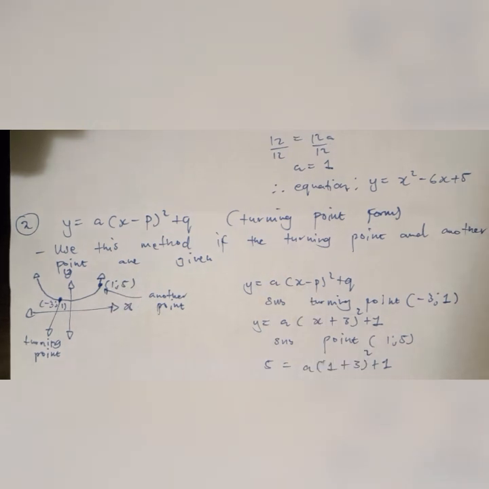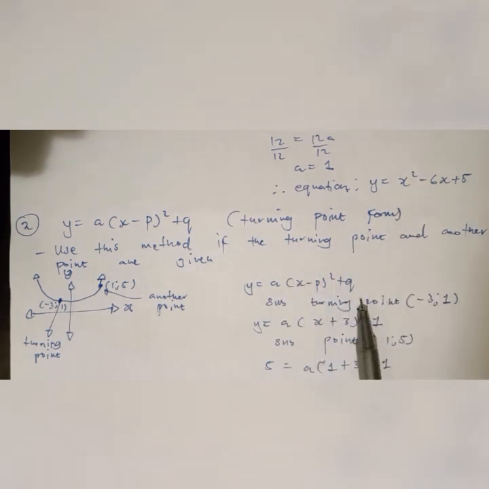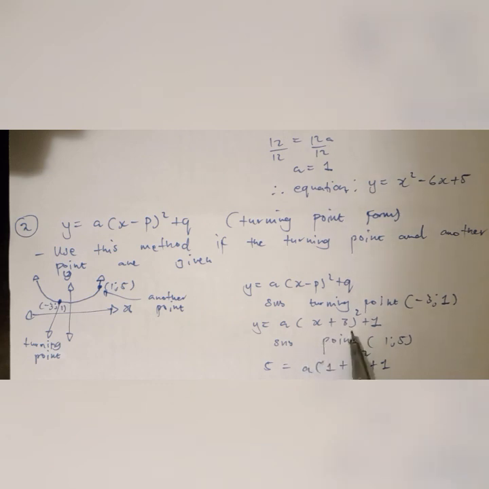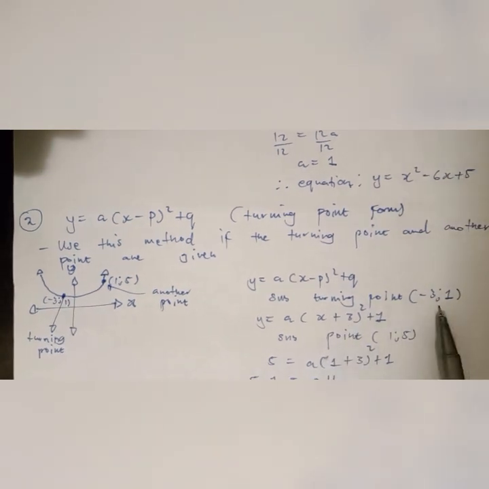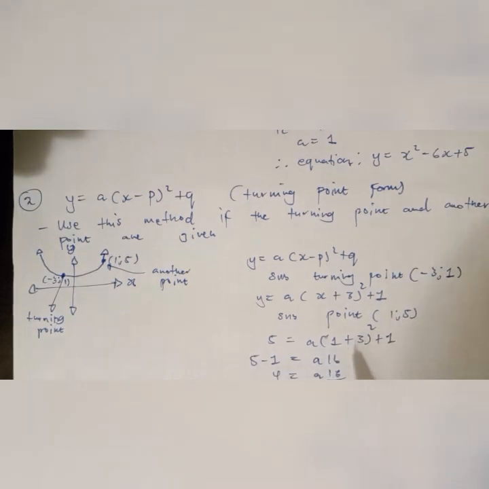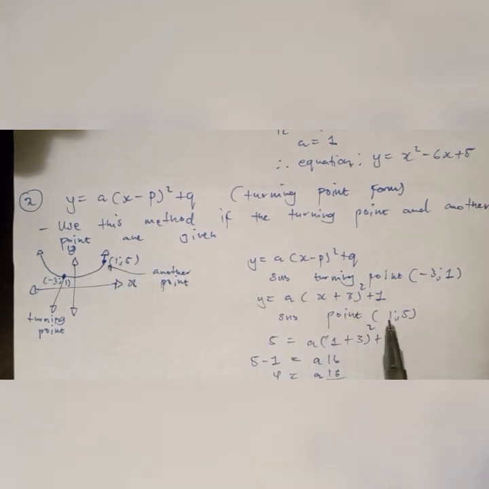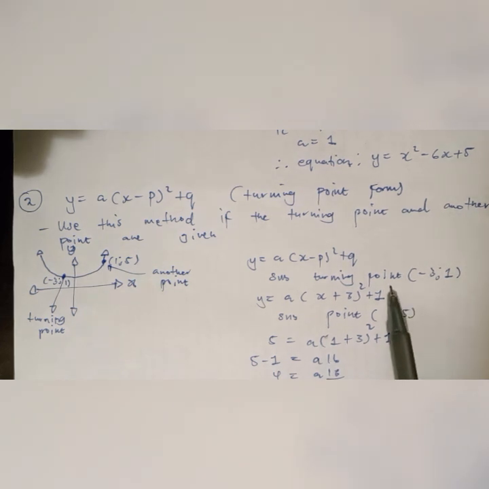So now we can use our turning point form, which is y is equal to a times (x minus p) squared plus q. Then we sub in the turning point, (-3, 1), first. Then we have y is equal to a times (x plus 3) squared plus 1. This is what we have after we've subbed in the turning point coordinates. Then we sub in the other point that we have, (1, 5), into this equation.